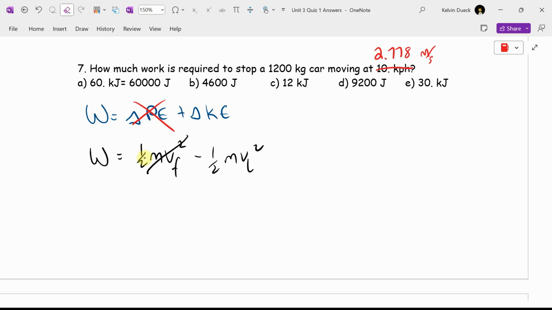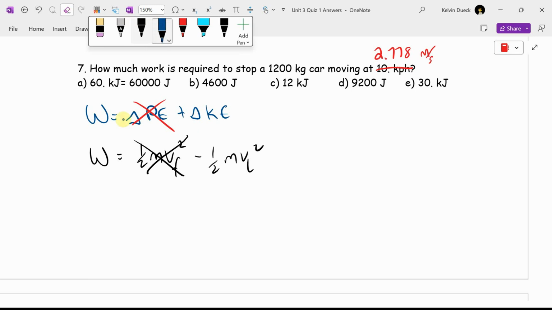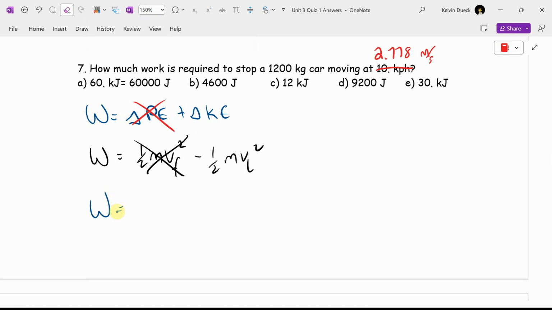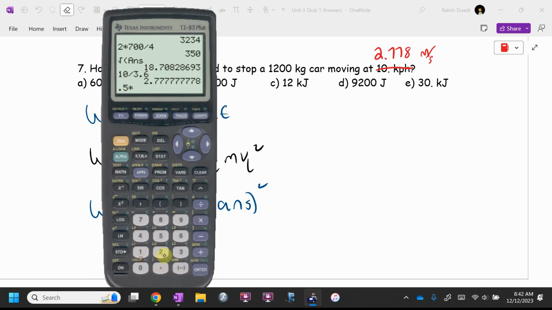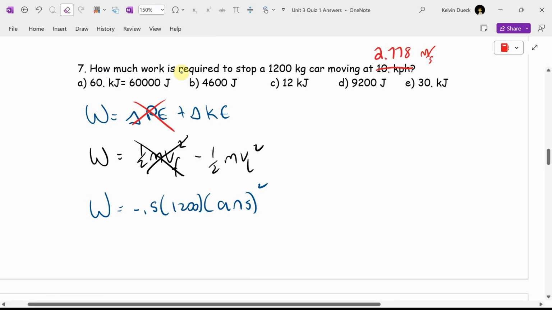Okay, v final is 0. You get a negative answer. Now, I didn't include a negative in the answers to pick from because I think we're just finding the magnitude. But the answer is going to be negative 0.5 times 1200 times, I'm just going to say answer button squared. 0.5 times 1200, Mr. Dueck, times answer button squared. And I get 4,630, is that right? Or am I way off?